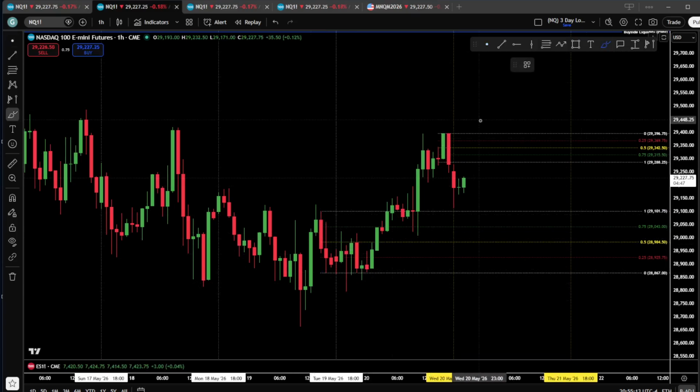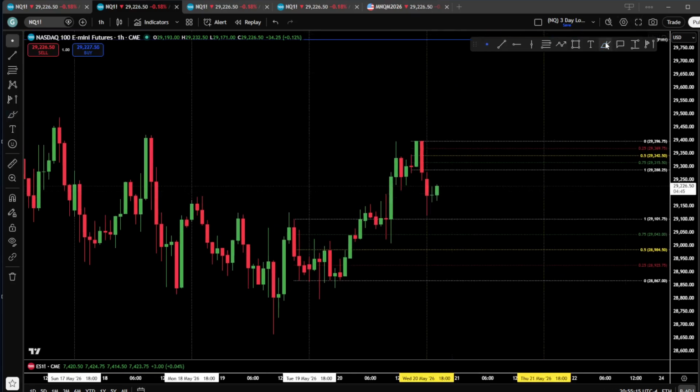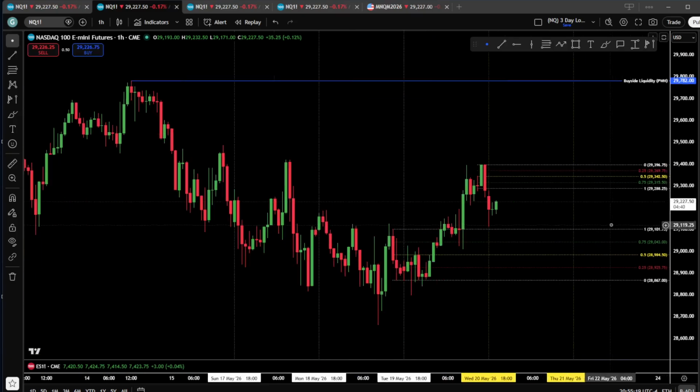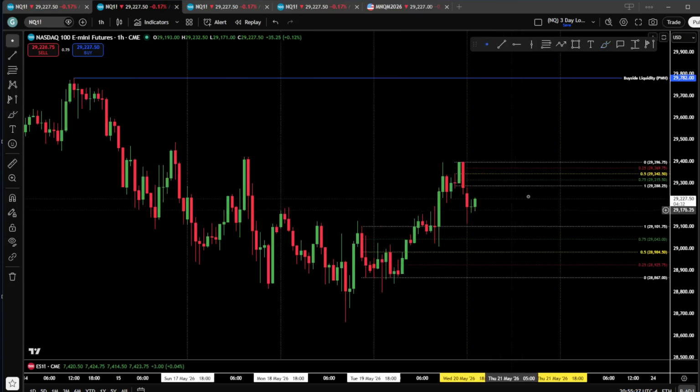Again, this is the dealing range that we're trading inside of, so it will be very important for the daily profile, also for the session profile of New York, to see how price trades around both of these. Okay, there's a lot of possibilities here.